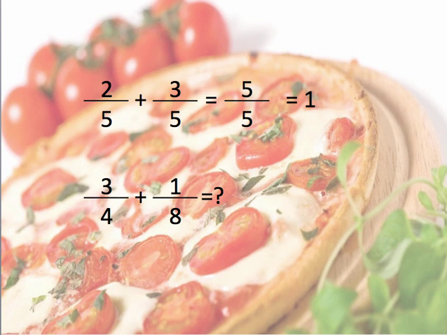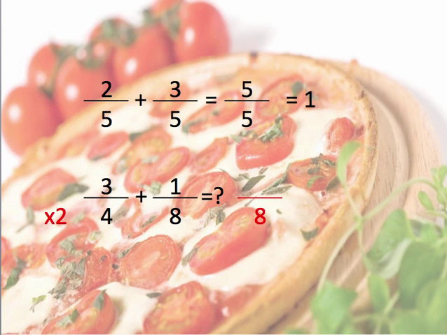We have 3/4 plus 1/8. How can we add those? We start by looking for a least common denominator. In this case, our least common denominator would be 8 because 4 can be multiplied by 2 to give us 8. So 8 is a multiple of 4.